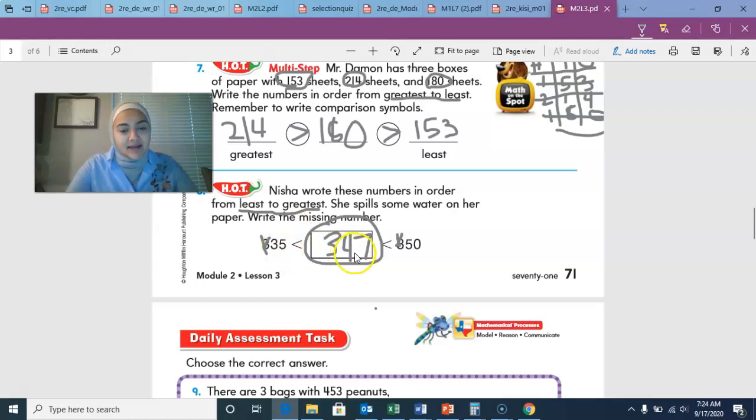Now, 335 is less than 347. Is that right? Is 335 smaller than 347? Yes. 335 is less than 347. 347 is less than 350. Is 347 smaller than 350? Yes, it is. Therefore, this could be correct.